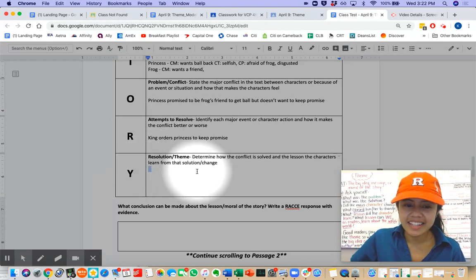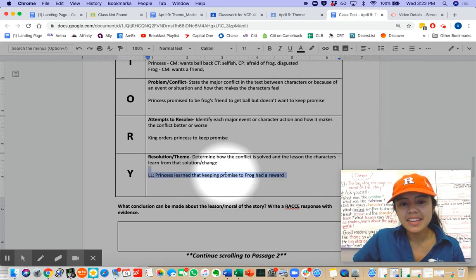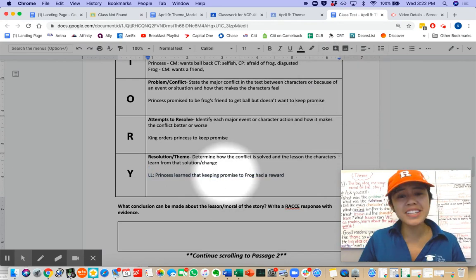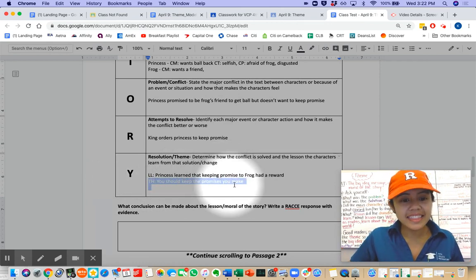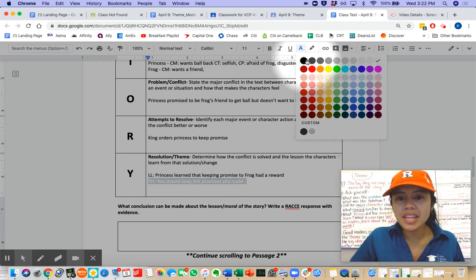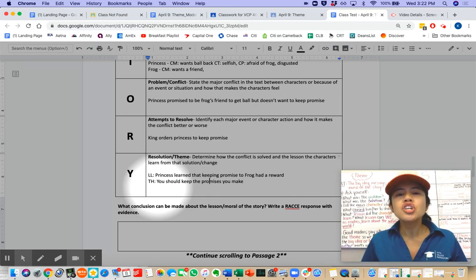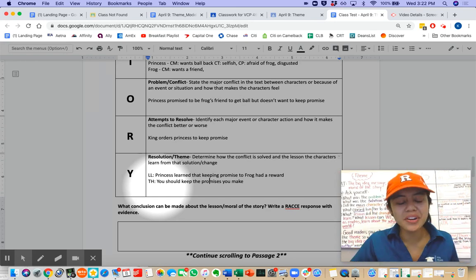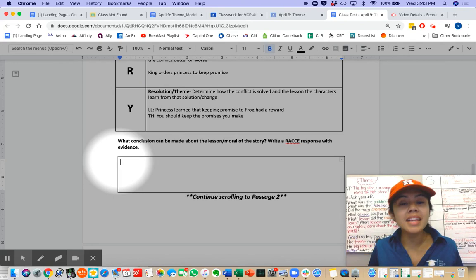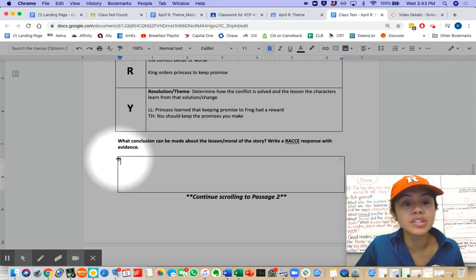I think that the lesson that the princess learned is that keeping her promise to the frog, even though she didn't want to at first, actually had a reward. And the theme was, you should keep the promises you make. If you had a theme that was close to that, show me a yes. Nice work, friends. Now, let's answer a question that will look very similar to our exit ticket today.